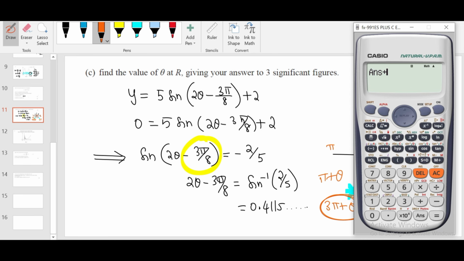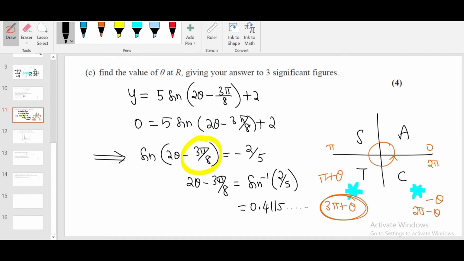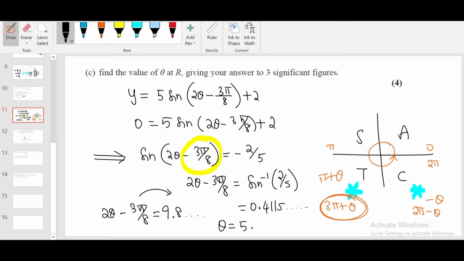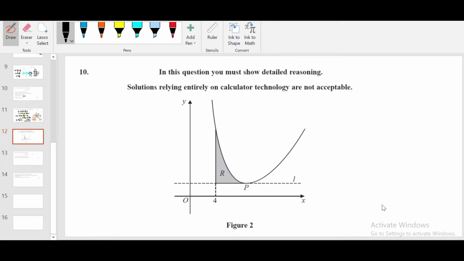So we just need to add 3 pi to it. It is equal to 9.836 something. That's 2 theta minus 3 pi over 8 is 9.8 something. Add 3 pi over 8, divide by 2. Write the answer to 3 significant figures, 5.51 radians. That's the x coordinate of the point R. That's all.